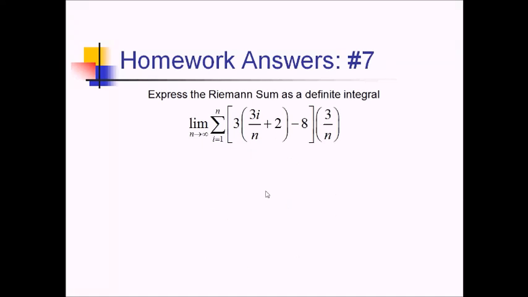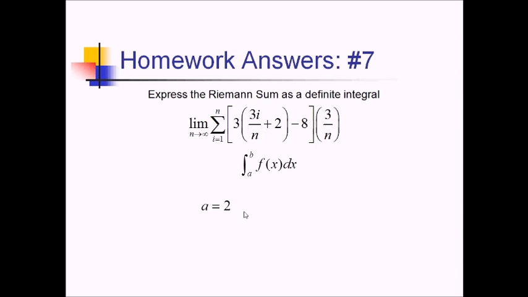For number 7, we're trying to convert this Riemann sum into a definite integral. So put this in the form of integral from a to b of f of x dx. So the a value is going to be whatever is being added to the delta x i. So that's this 2 in here that's being added to 3i over n. This 3 over n is just delta x. So this delta x i plus a is what we have inside here. So we have an a value of 2 then.